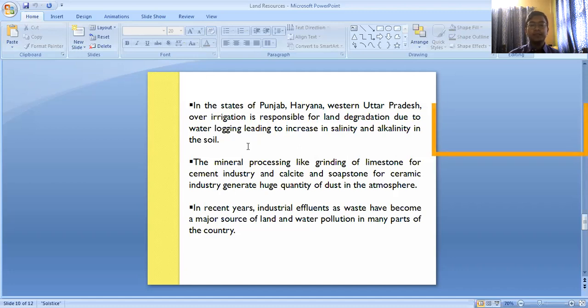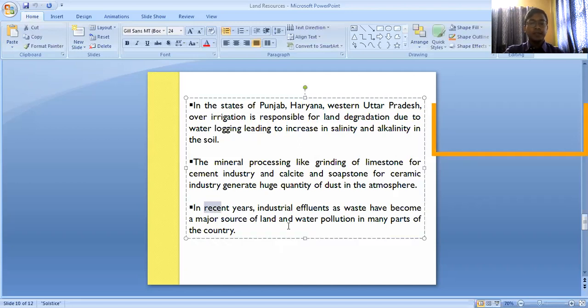So this is how over irrigation is the main cause responsible for land degradation in the agricultural states of Punjab, Haryana, and Western Uttar Pradesh. Even industrial activities are also responsible for land degradation. There are many industries in our country, and these industries discharge waste water, garbage, and all waste products, and they dump it in the nearby areas, which causes degradation of the land.